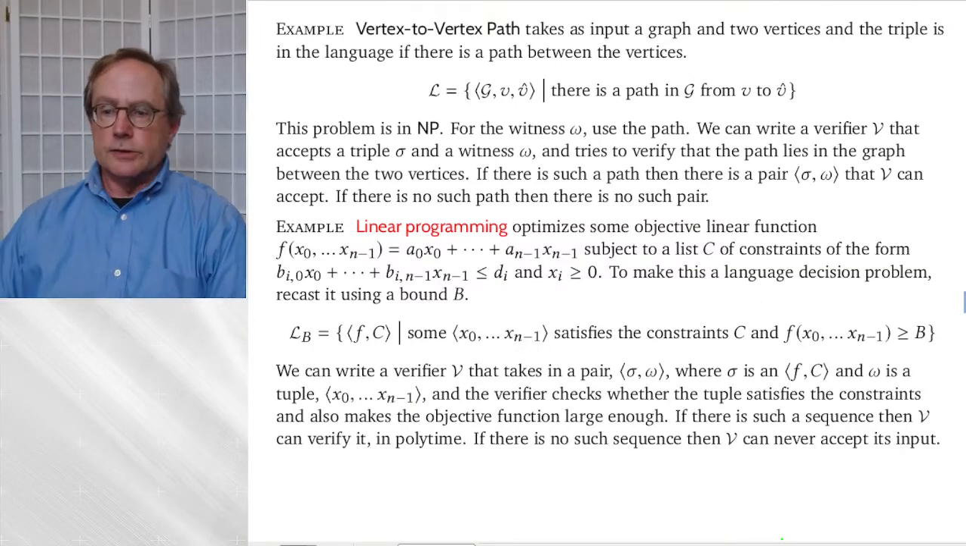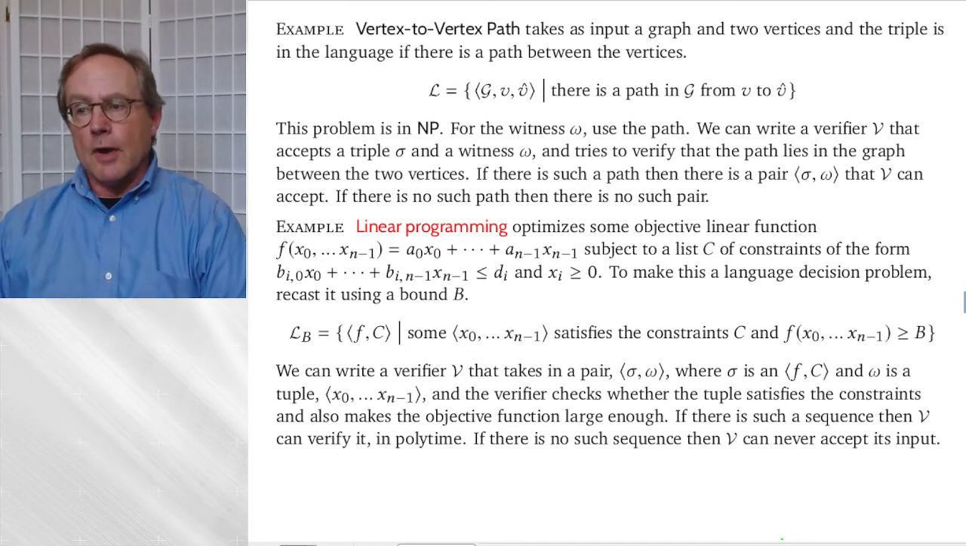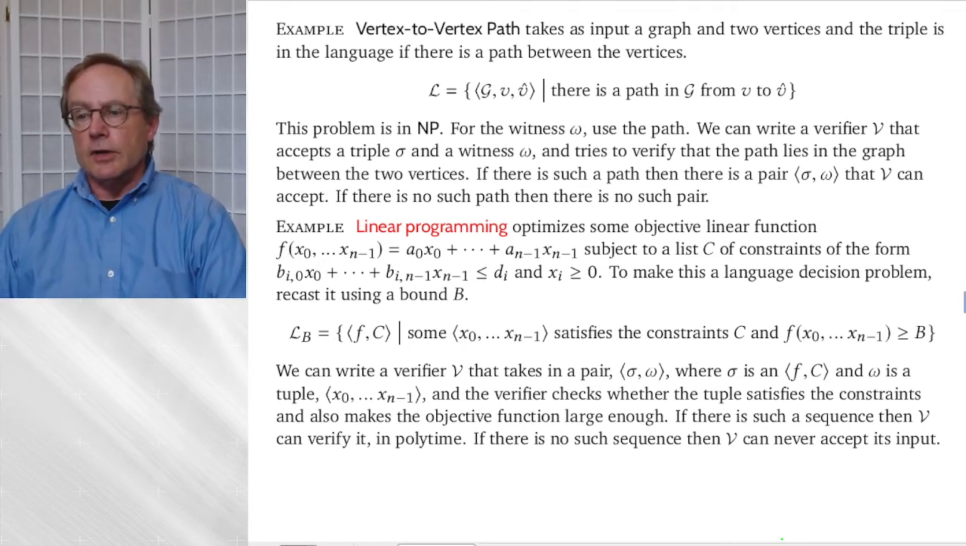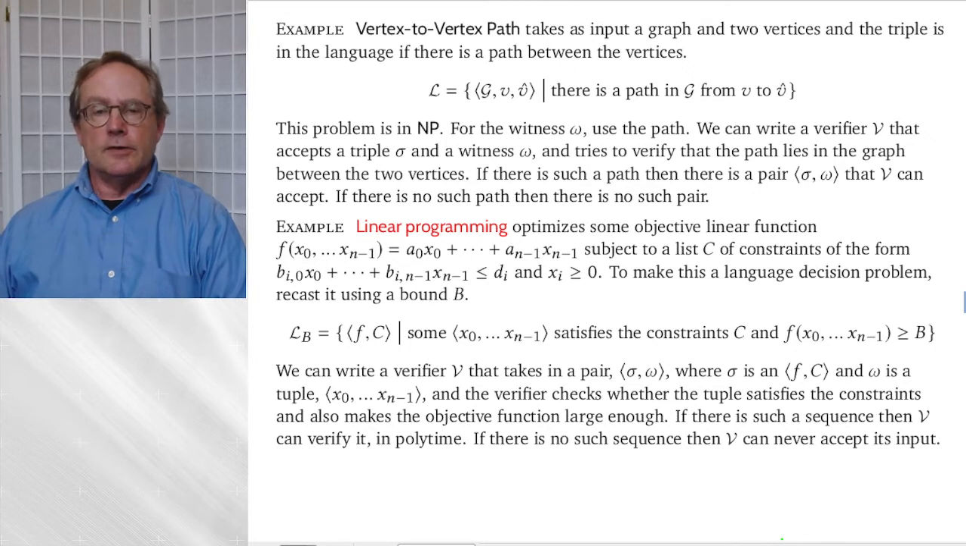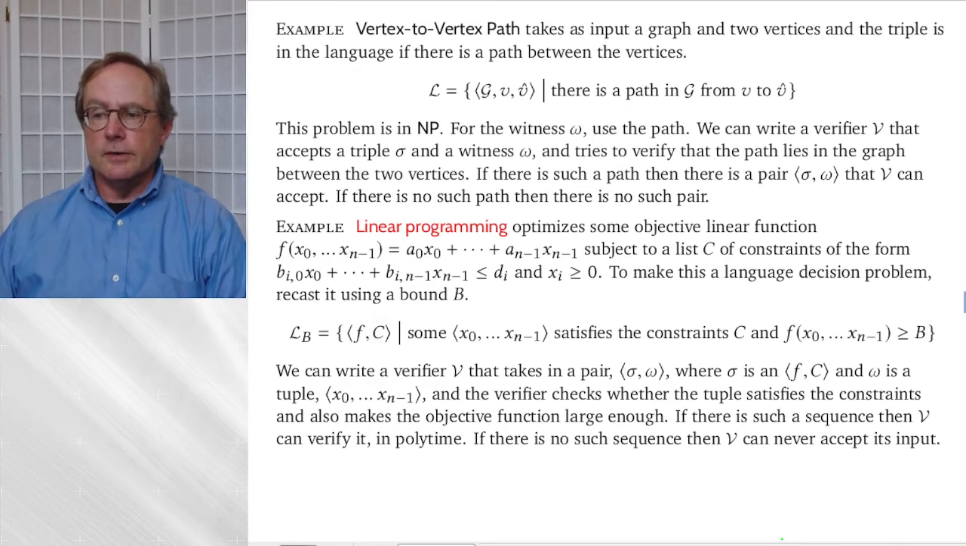So, another example, just going to do two more examples here. Linear programming optimizes some objective linear function subject to a list of linear constraints. To make this a language decision problem, we've seen in prior work in this chapter that you can define it as a set of pairs f, c, where f is the linear objective function and c is the set of constraints. And we say that a pair f, c is in this language if there is some set of numbers, we might say integers or rational numbers, if you don't want to worry about floating points, that satisfies the constraints and makes f greater than capital B.